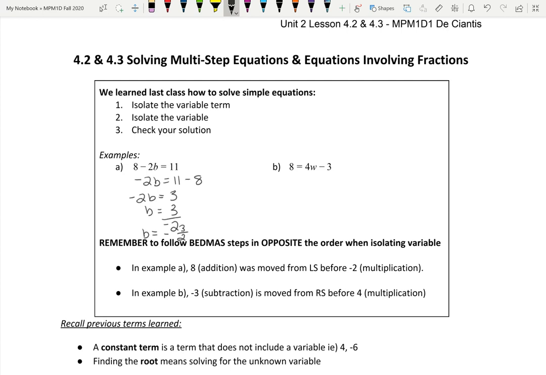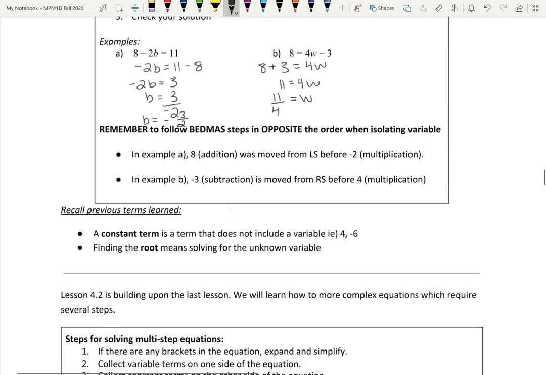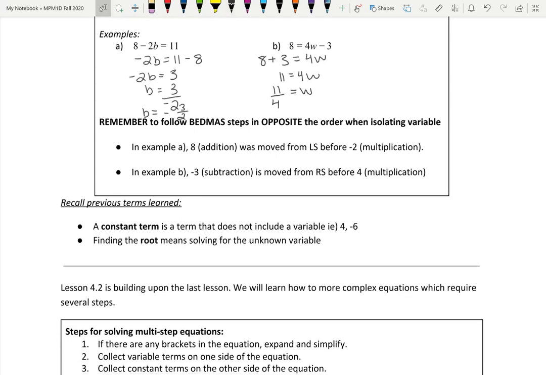Let's try this next one. I'm going to isolate my 4w by bringing the negative 3 over to the left side, and it becomes its opposite operation. I'm going to simplify my left side. And then I'm going to isolate w by bringing my 4 to the other side, to the left side. 4 is multiplication on the right side, and it becomes division on the left. I can't reduce my fraction, and it doesn't reduce to a whole number, so I'm just going to leave it in fraction form.